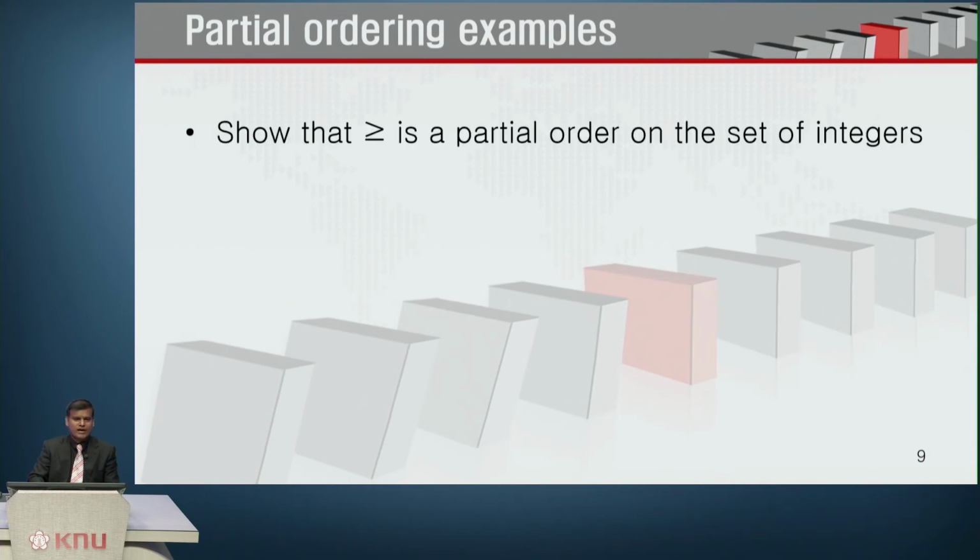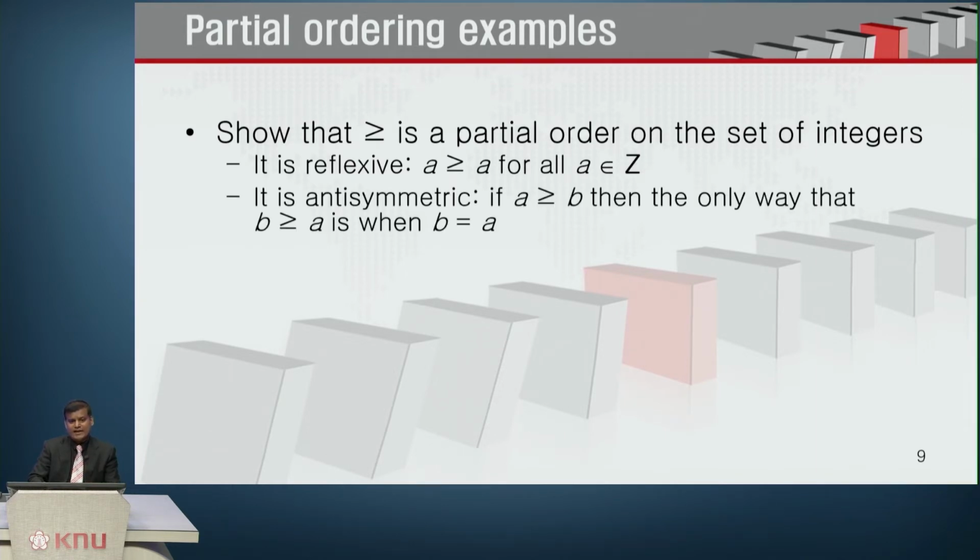Let us show that greater than or equal to is a partial order on the set of integers. It is reflexive if A is greater than or equal to A for all A that is an element of Z. It is antisymmetric if A is greater than or equal to B, then the only way that B is greater than or equal to A is when B is equal to A. That is the property of antisymmetry.